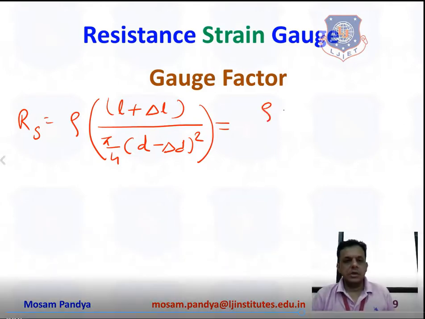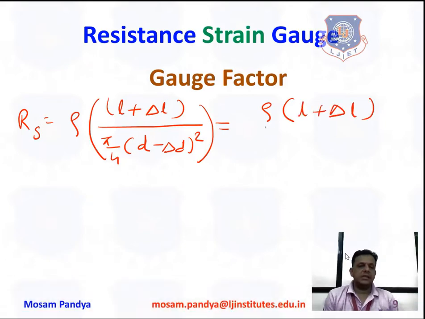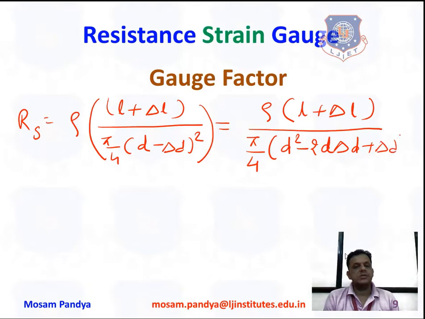So rewriting the equation for gauge factor, the new resistance is Rs equals rho times L plus delta L upon pi by 4 into (D minus delta D) whole square of the entire bracket in the denominator. Hence we write down D square minus 2D delta D plus delta D square.